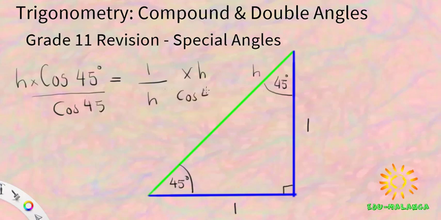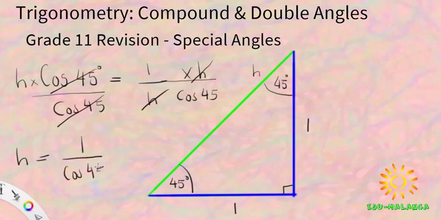Divide by cos 45. What's going to happen is, on this side your h's will cancel out, and on this side the cos 45 will cancel out, and you will have that h is equal to 1 over the cosine of 45. You again need to use your calculator to solve at this point. So put into your calculator 1 over cos of 45 degrees, and you'll find that the answer is root 2. So the hypotenuse of this triangle is equal to root 2.